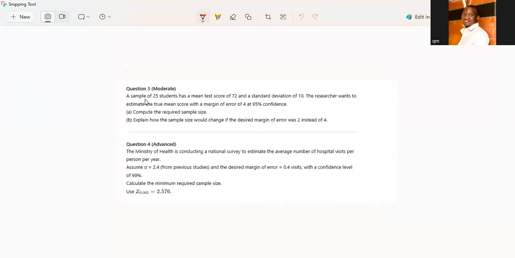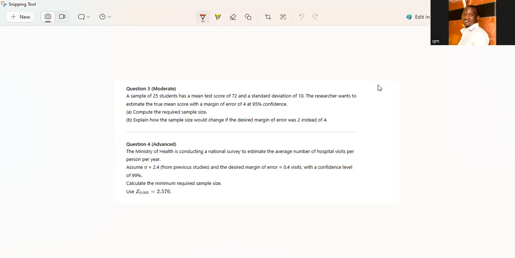A sample of 25 students has a mean of 75, standard deviation of 10. The researcher wants to estimate the true score with a margin of error of 4 at 5%. Compute the sample size. Then how will the sample size change if the desired margin of error was 2 instead of 4? So here you are estimating the changes in error. How does it affect sample size?